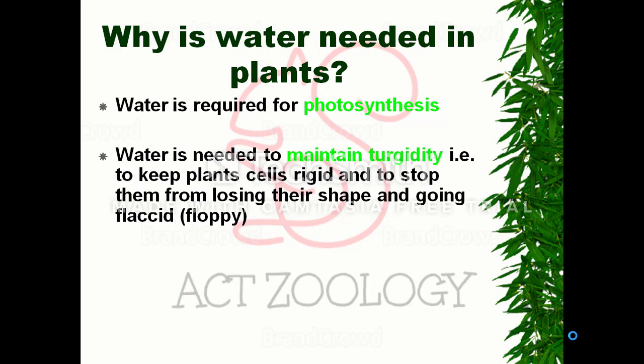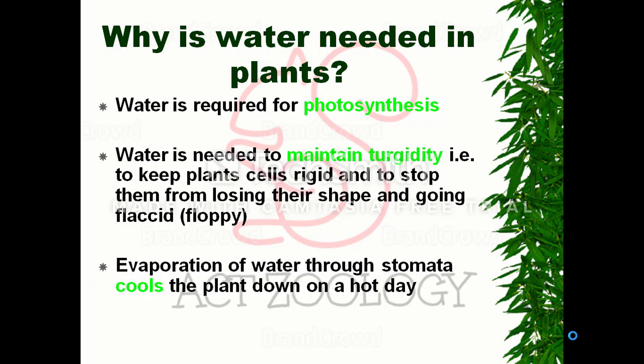Water is needed to maintain rigidity of the cell, that is, to keep the plant cell rigid and to stop them from losing their shape and going flaccid, that is floppy. Evaporation of the water through the stomata cools the plant down on a hot day.